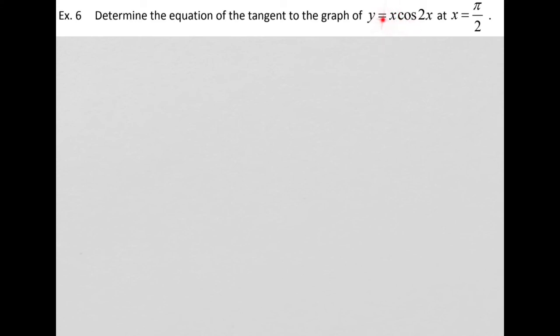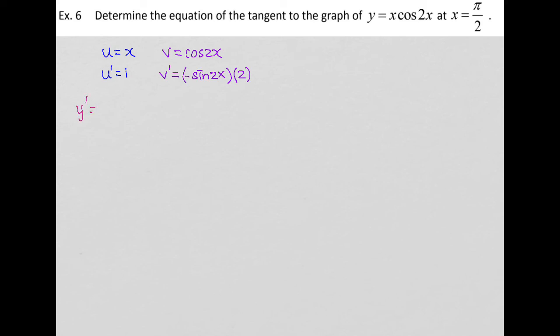So u is your x and v is your cos 2x. So that's defined it. So u is x, so u prime will be 1. v equals cos 2x. So v prime will be, differentiating cosine will be negative sine. Copy down the angle, it doesn't change, and times by the derivative of the angle, which is 2. And then that's put into the product rule.